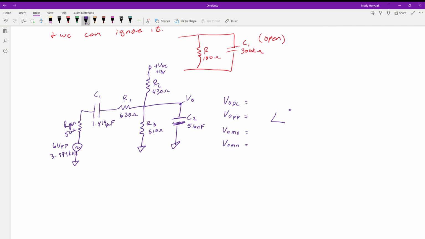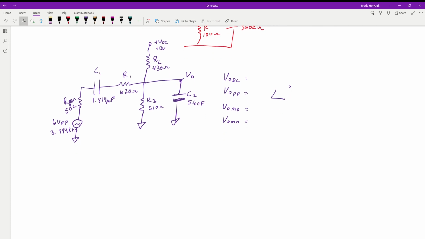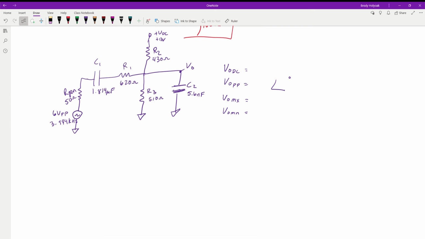Okay, so this is what we're going to be doing. This is going to require a series of redraws and working on these portions of the circuit individually. So the first thing we're going to do, and I think I'll even change colors on this one, is our DC redraw first.